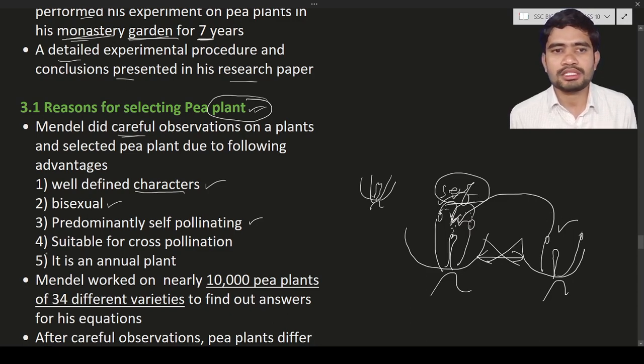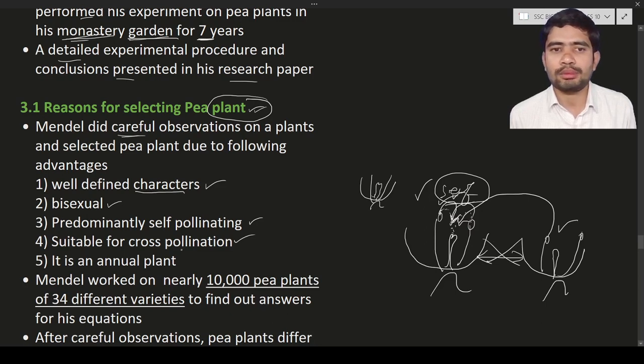Next is suitable for cross-pollination. If you are interested, you can do the self-pollination of a flower, and if you are interested in cross-pollination, you can easily operate on these plants and do cross-pollination also. It means it is very easy to do cross-pollination in these flowers.